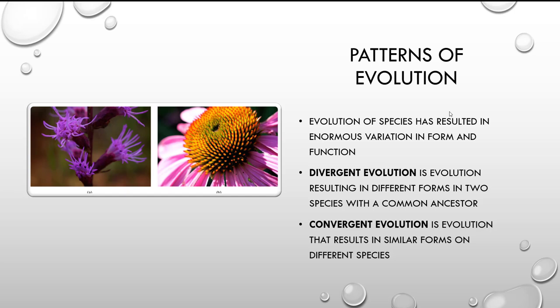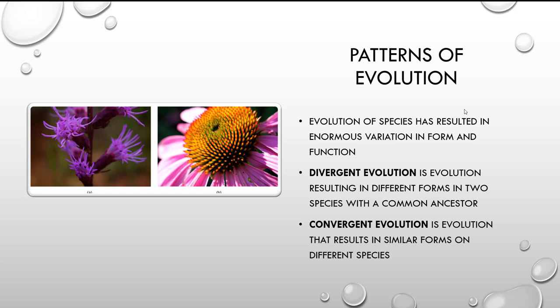And so let's get into patterns of evolution. We know that natural selection is the mechanism that drives evolution. So what is evolution? Evolution of species has resulted from enormous variation in form and function. Natural selection is the accumulation of all of those adaptations. Now, we do have several different types of evolution.